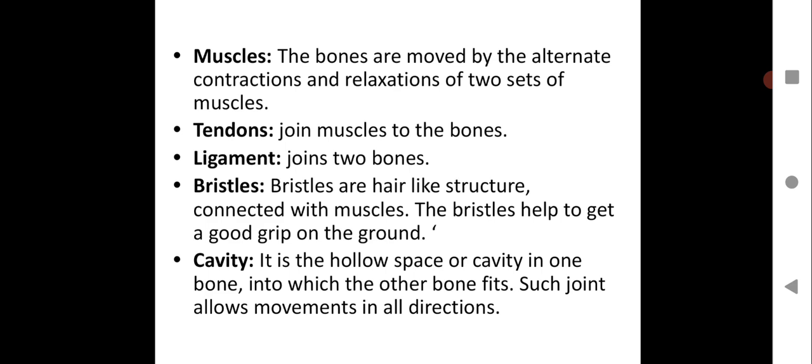Then muscles, tendons, ligaments, cartilage, cavity, all that we need to see, what exactly they are. Muscles: the bones are moved by the alternate contraction and relaxation of 2 sets of muscles. This we have done in the previous session. If you have not written, please take down, because on the skeletal system of humans we have to repeat all these concepts. Tendons join muscles to the bones. So if you have muscle tearing, it becomes very painful for you, and you have to relax your body.